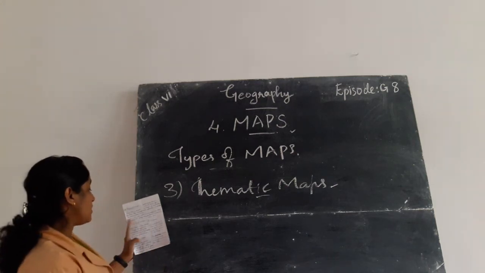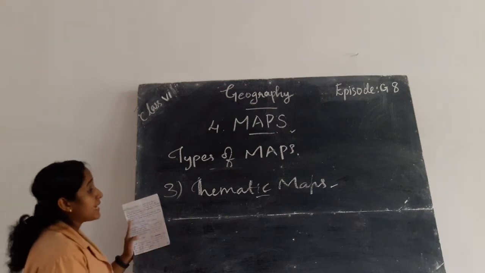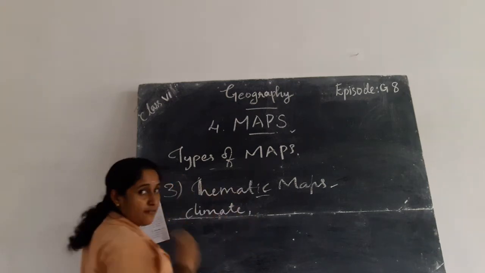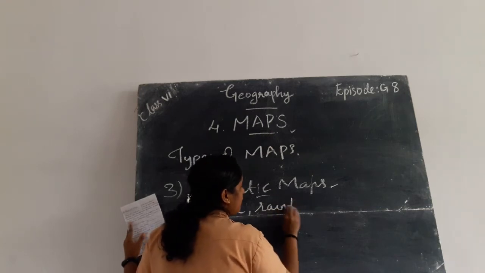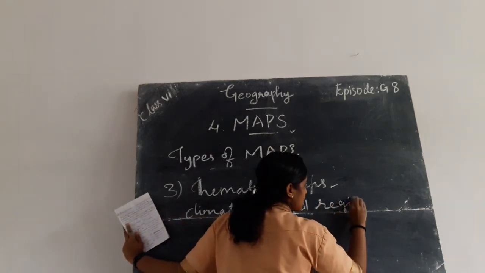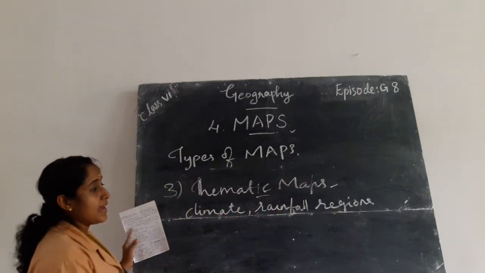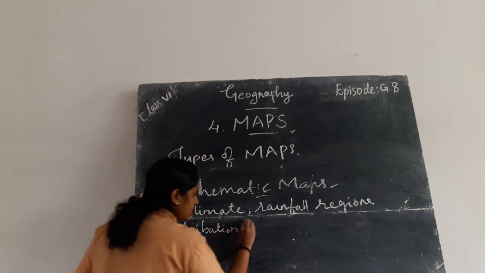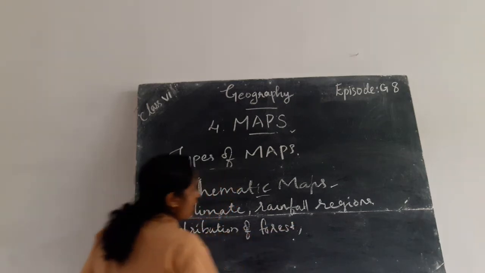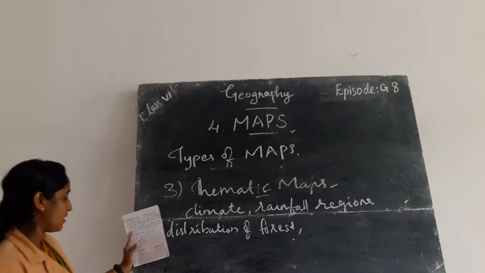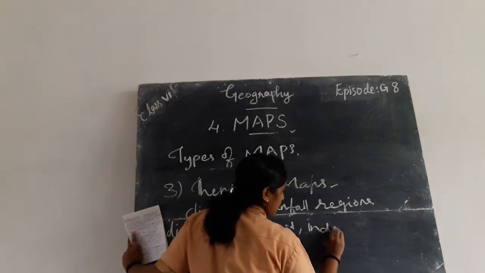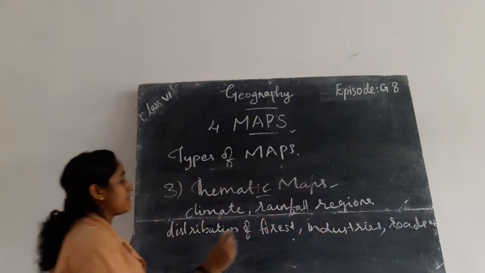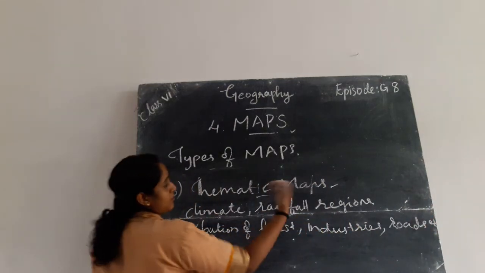Thematic maps also show general information about climate, rainfall regions and distribution of forest areas, industries, roads, etc. These types of maps are called thematic maps.